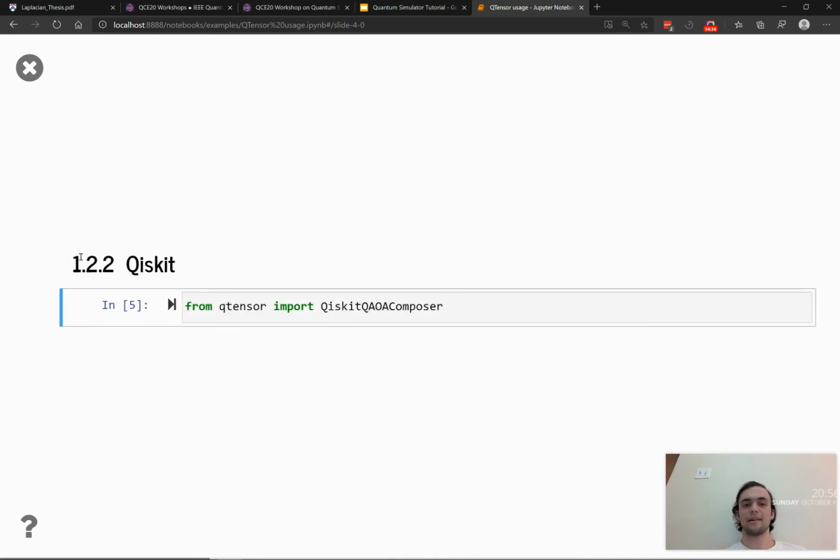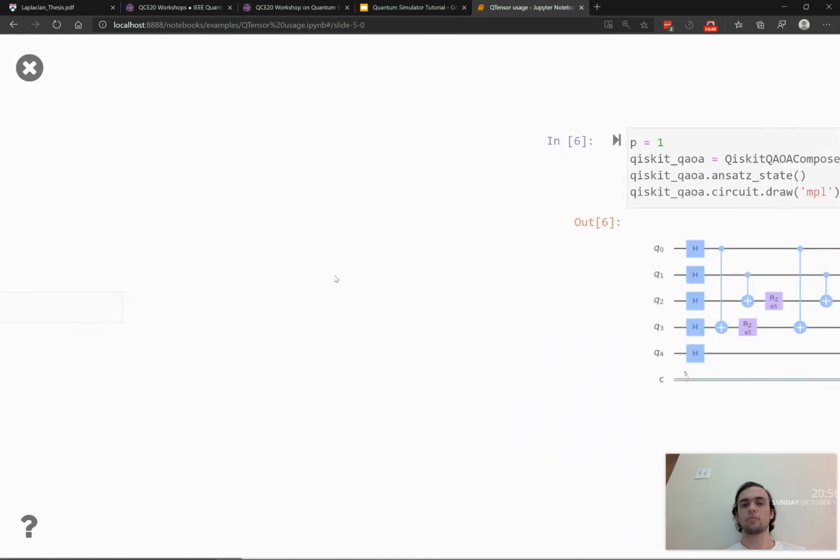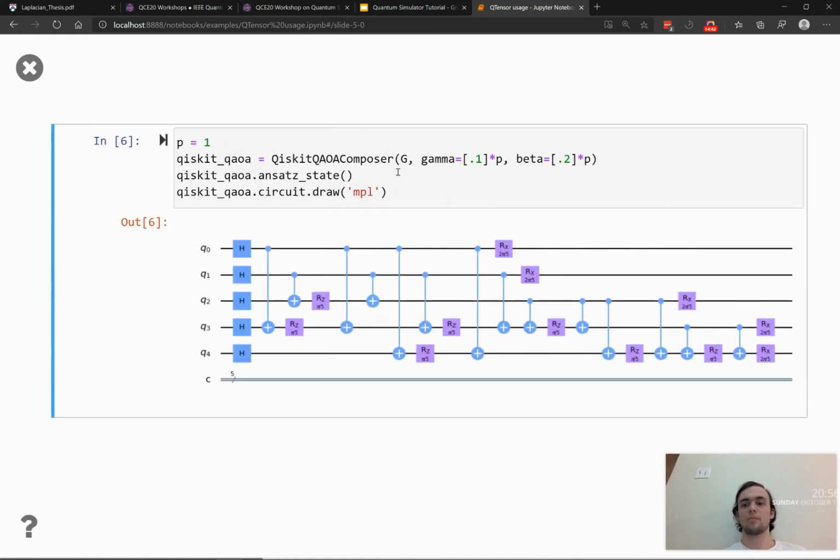Let's generate a Qiskit circuit. We just import the Qiskit QAOA composer from QTensor, and we use it the very same way we used it before. We pass the graph, the gamma and beta, and we just take the ansatz state. The returning value, the Qiskit composer.circuit, will be your circuit of a type that is specific to your backend.